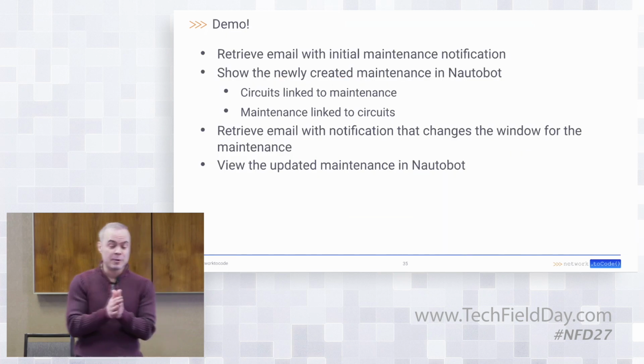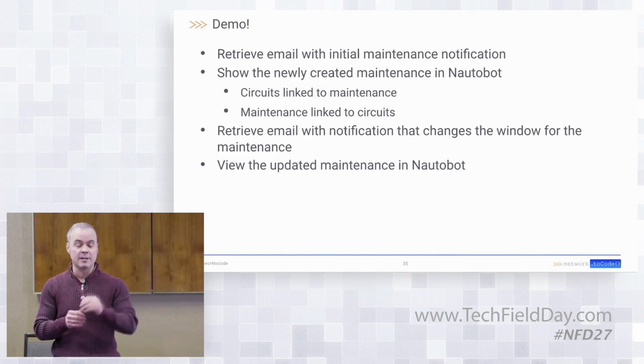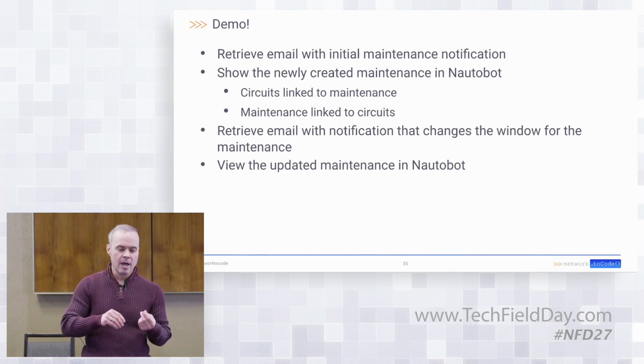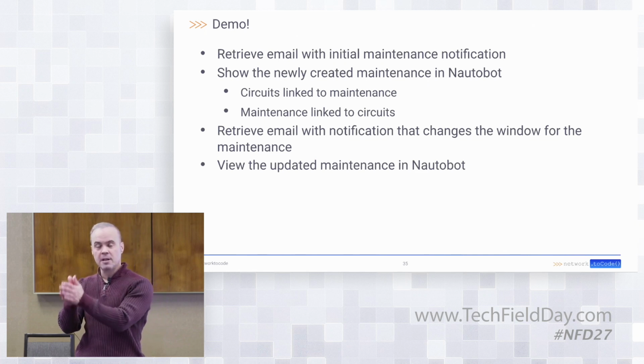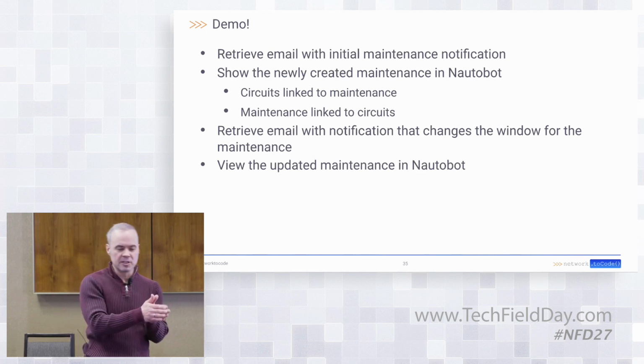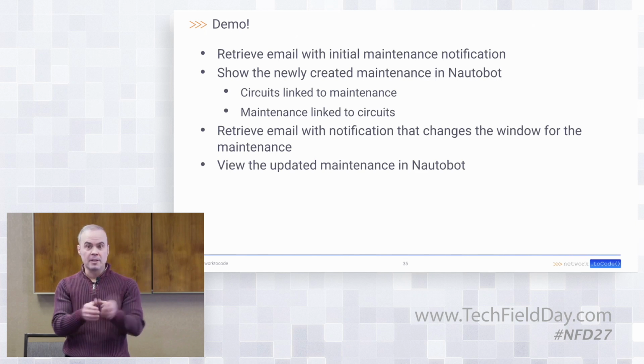All right, we're going to get to a demo in a second here. I just want to cover what you're going to see in the demo. I'm going to show you retrieving an email with an initial maintenance notification. Then I'll show you the maintenance notification in Nautobot, and that will show the circuits being linked to the maintenance, and then the maintenance linked back to these circuits as well. And then I'm going to send an updated notification for that same maintenance, and we'll be able to see the updated maintenance notification in Nautobot.